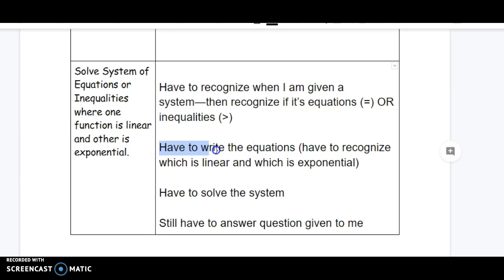Then I have to actually be able to write the equations. So I have to know if it's linear or if it is exponential. And then if it's linear, I need y equals mx plus b. If it's exponential, I need y equals a times b to the x. Then I actually solve. And then if I solve for x or I solve the inequality, I have to find out again, are they asking me for that x? Or are they asking me for some other answer where I use the x to get that answer?